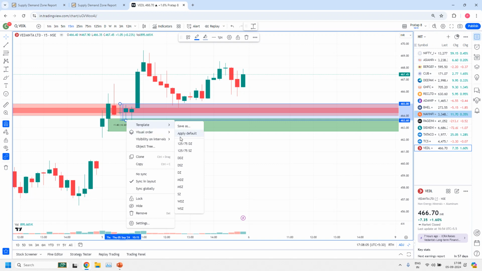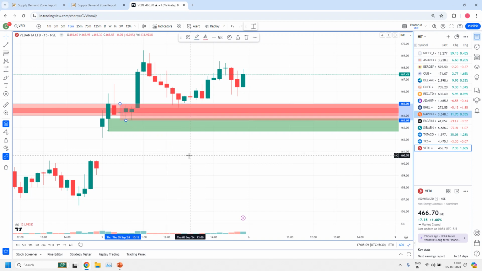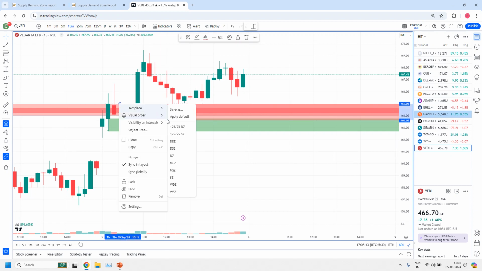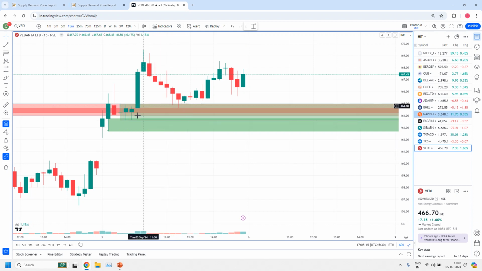Let me give a light color for the 15 minutes time frame. Sorry, I have to give the demand zone color. The thick color is the 5 minute zone. The light color is the 15 minute zone. Let me go to the 5 minutes.